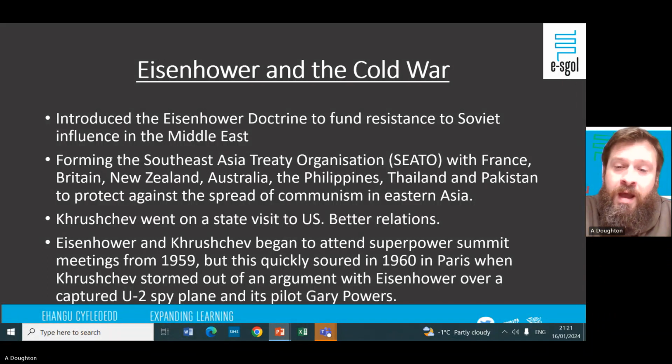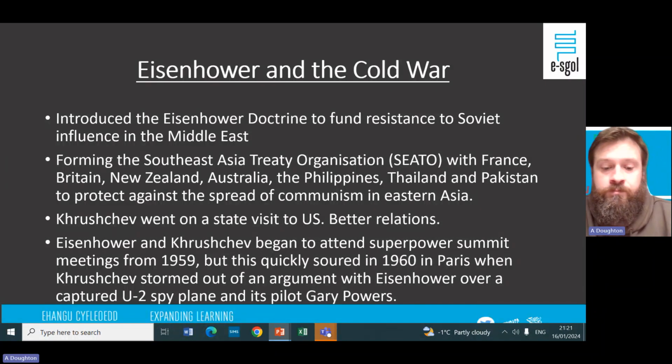However, after they start to meet at superpower summits in 1961 in Paris, Khrushchev ended up storming out because they had an argument over the U-2 spy plane that was flying over Russia. Now, Eisenhower denied it. However, the pilot, Gary Powers, was actually still alive. So it was clearly Americans were spying on Russia at this time. So relations deteriorate again between the Soviet Union and America.